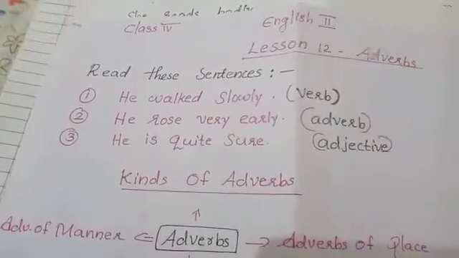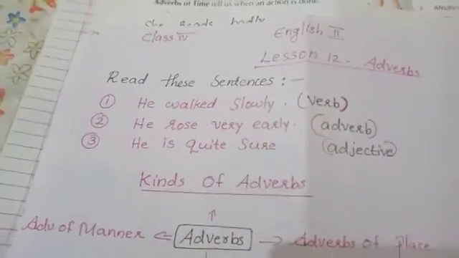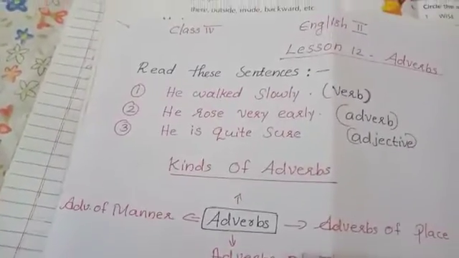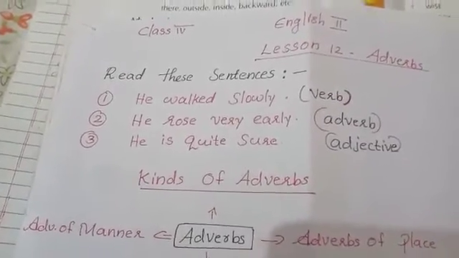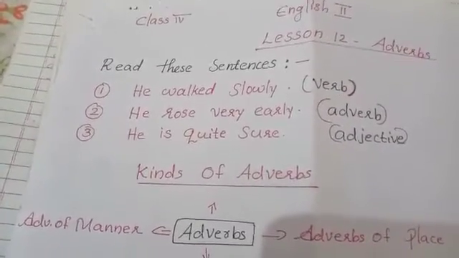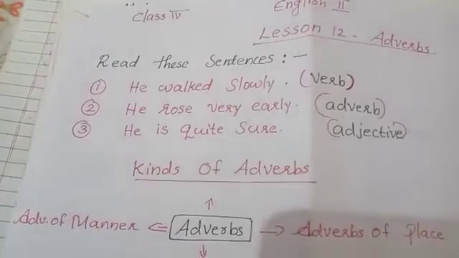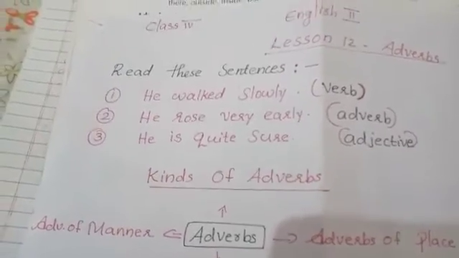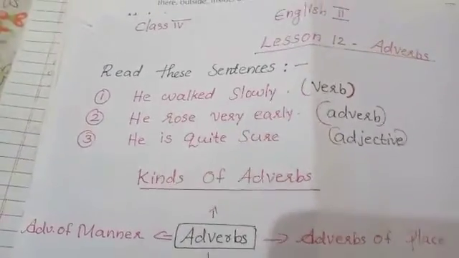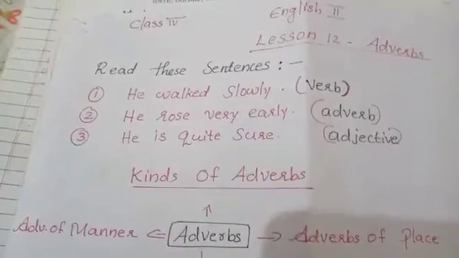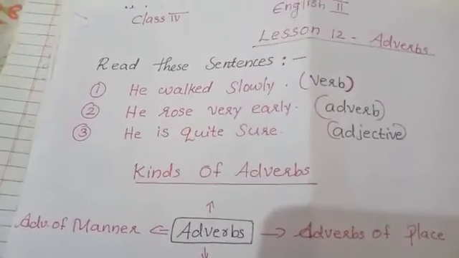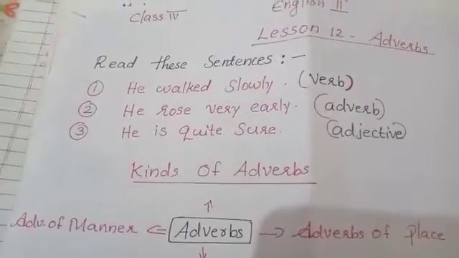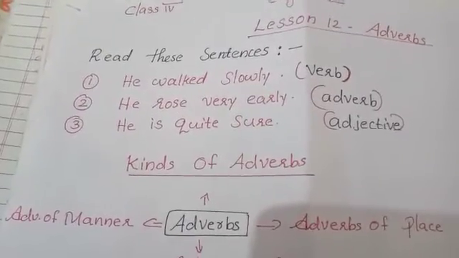Once again, we can go through these lessons. Read the sentences. He walked slowly. In the first sentence, the word slowly tells us how, or in what manner, he walked. In the second sentence, the word very tells us how early he rose. In the third sentence, the word quite tells us how sure he is.